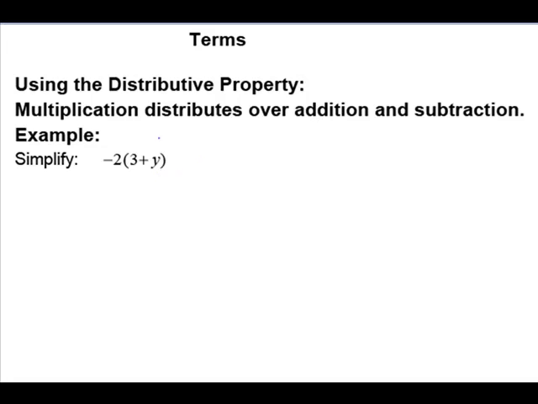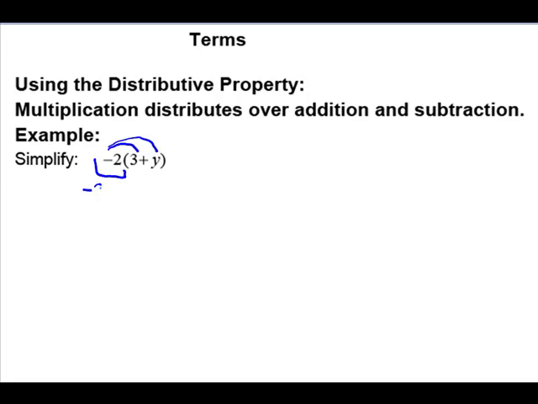Multiplication distributes over addition and subtraction. So we'll take the number that's outside, the negative 2, and we'll multiply it by each piece that's inside. You'll have as many multiplications as you have terms inside. For a couple of problems, I'll write the steps and then it's easier to do in your head.